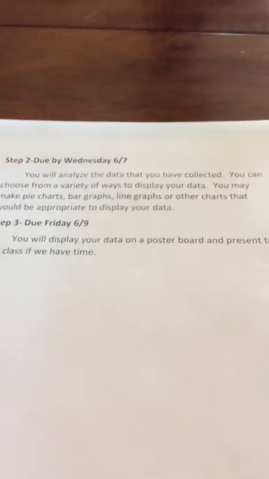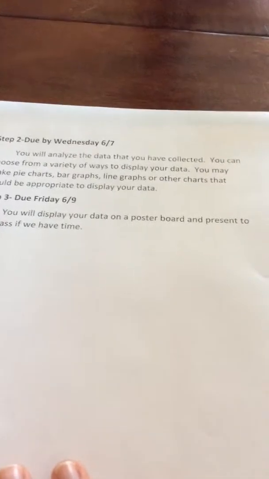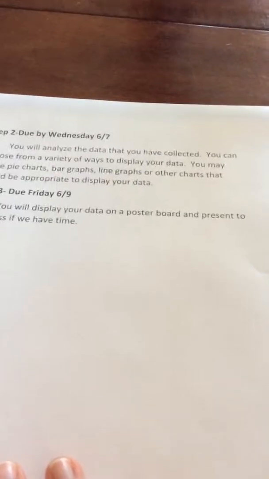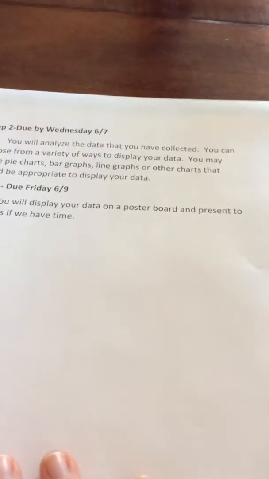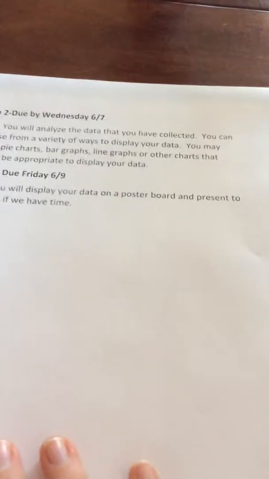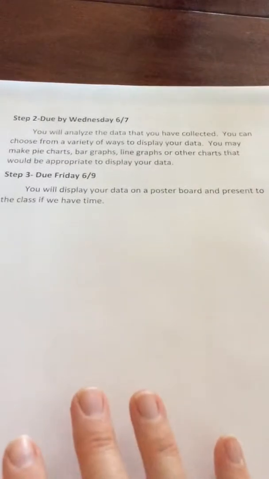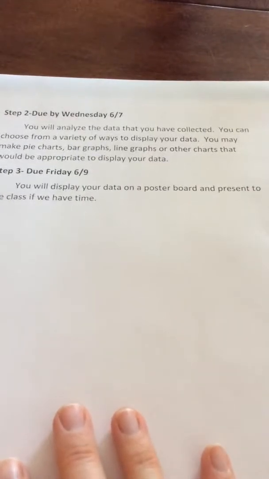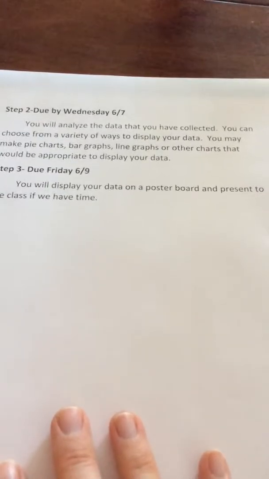Okay. The second thing we're going to do, which is next week, you're going to analyze the data you've collected, and you can choose from different ways to display your data. Like I said, on Friday I'm going to go over different ways. So you could do bar graphs, you could do pie graphs, you could do scatter plots, box and whisker if it applies. Okay. And other charts that might be appropriate. You might find the mean, median, mode. Most likely you're going to be finding the mean, median, mode of your data.